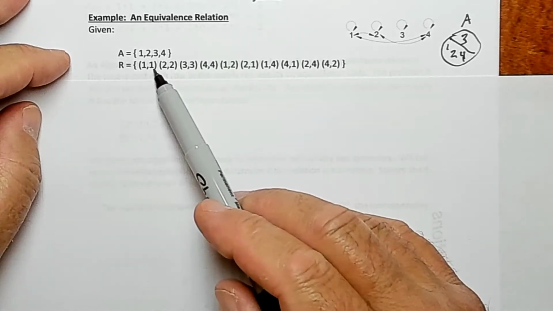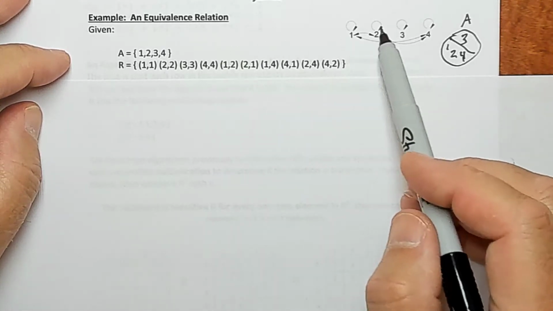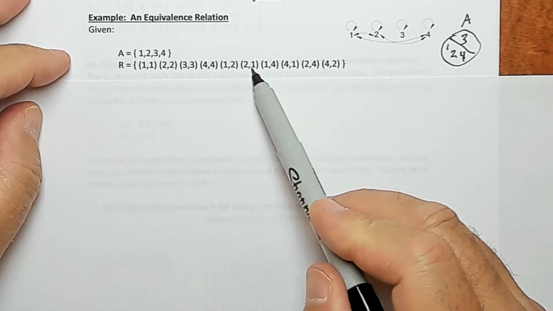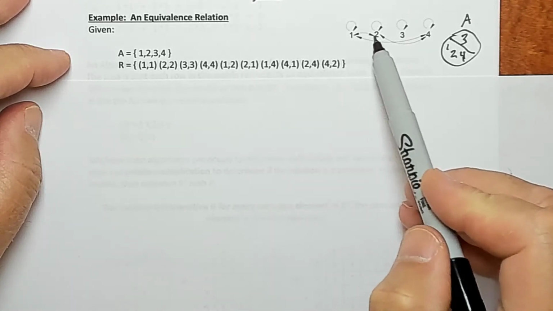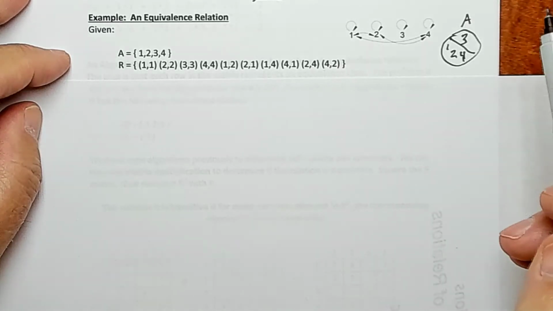It happens to be R. There's 1, 1, 2, 2, 3, 3, 4, 4. That makes it R. Happens to be symmetric, right? 1, 2, 2, 1. That's symmetric. 1, 4, 4, 1 is symmetric, right? 1, 2, 2, 1, 1, 4, 4, 1, 2, 4, 4, 2.